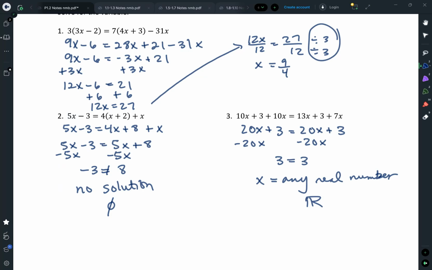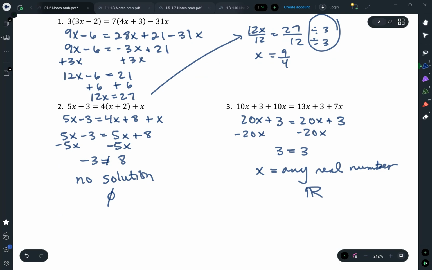So I solved 2 and 3 as well. For 2, I have no solution. For 3, I have any real number, so I put the real number symbol. You could just get away with doing symbols on those. It's okay if we use symbols.